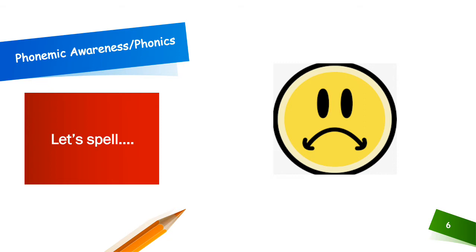Let's work together to spell the word sad. Here is a picture of a sad face. So how do we spell the word sad? Well, I know the first sound is S, and the letter for S is S. The next sound is A. I know that the letter A stands for the sound A. The last sound is D. And I know that the letter D stands for the sound D.